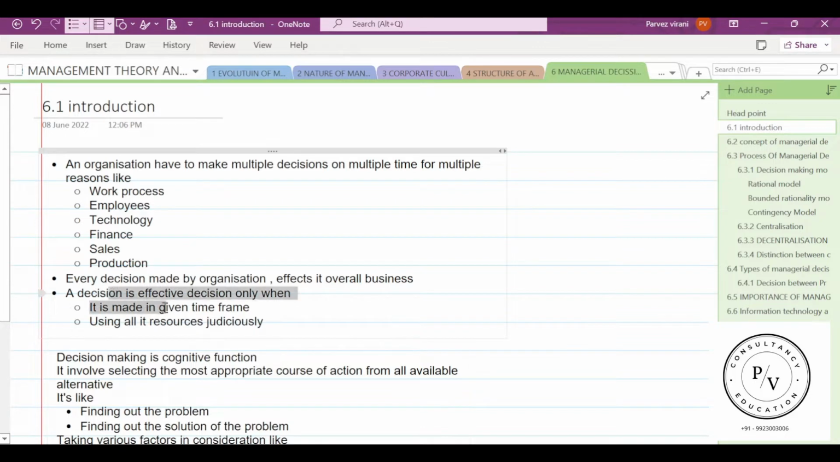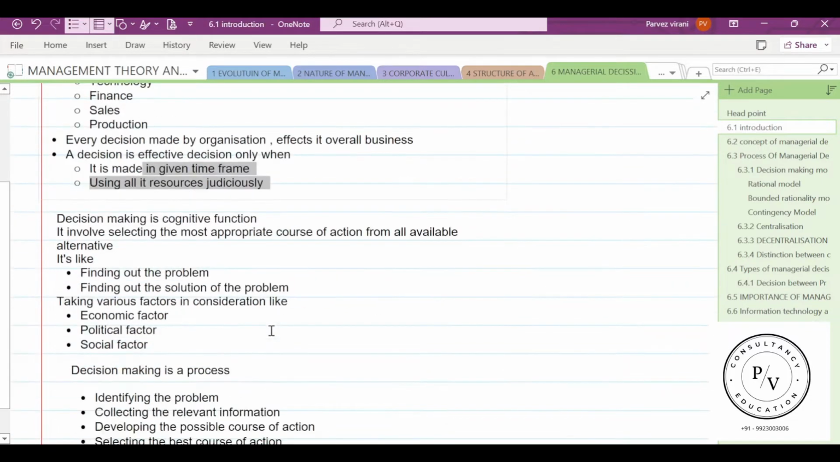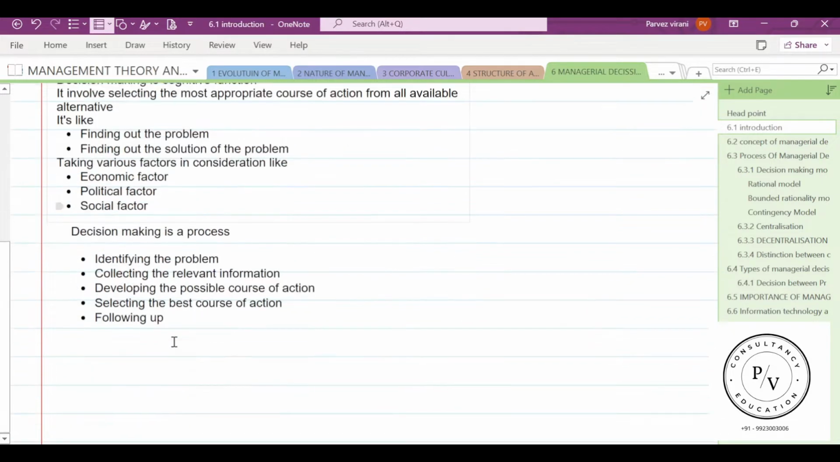A decision is an effective decision only when it is made in a given time frame using all the resources judiciously. Decision making is a cognitive function. It involves selecting an appropriate course of action from all available alternatives. It is like finding out the problem, finding out the solution of the problem, taking various factors into consideration like economic factor, political factor, and social factor.